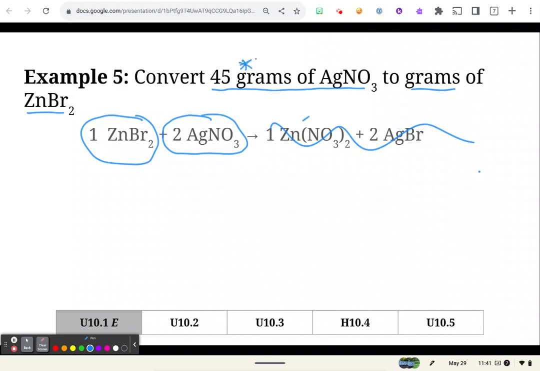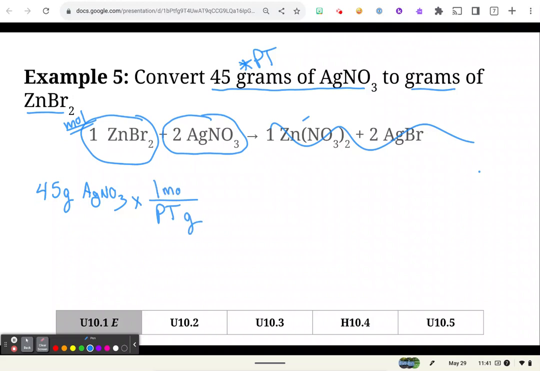And I see grams, which means I need my periodic table. So with this one, I'm just going to set up the equation without calculating all the numbers, since I'm just using this as a review. So I'm starting with grams. So again, 45 grams of AgNO3. And remember this, when I'm dealing with the 1s and the 2s in the balanced chemical equation, those are moles. So I have grams of AgNO3. I need to use the periodic table in grams.